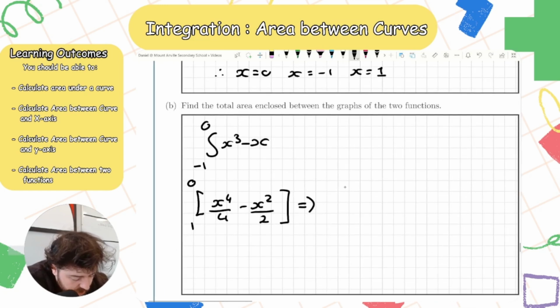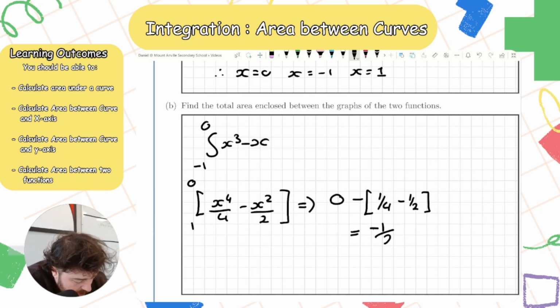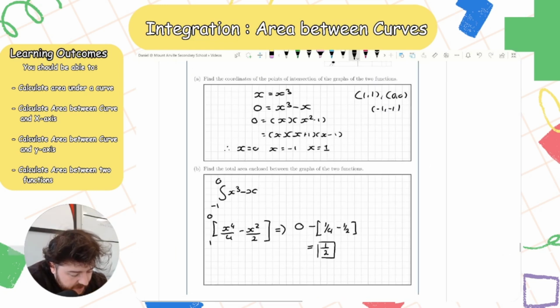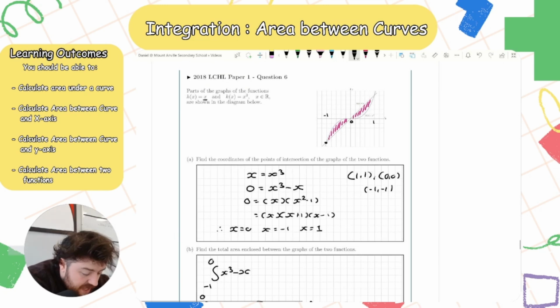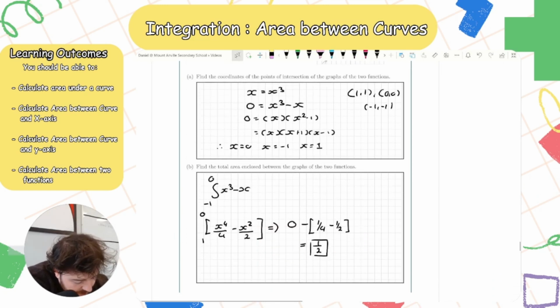which is going to be equal to 0 minus a quarter minus a half. So the area there would be minus a half. But not minus a half, positive a half. So that's the first area there. Now, there's a good chance this is also equal to a half, but we'll try it out anyway.